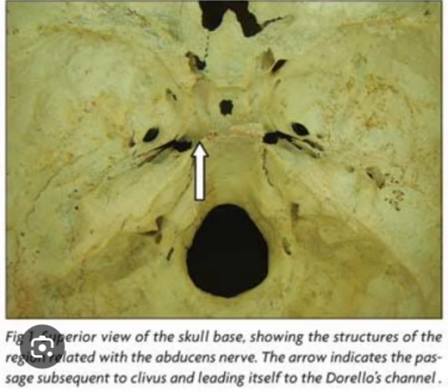By Wikipedia. Dorello's canal is a bow-shaped bony enclosure at the tip of the temporal bone. It contains the abducens nerve, inferior petrosal sinus, and the dorsal meningeal artery.